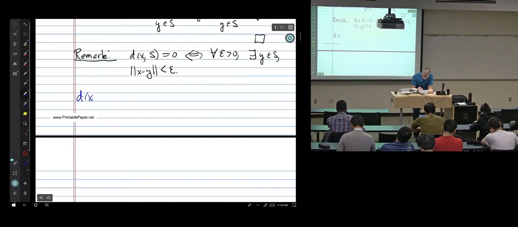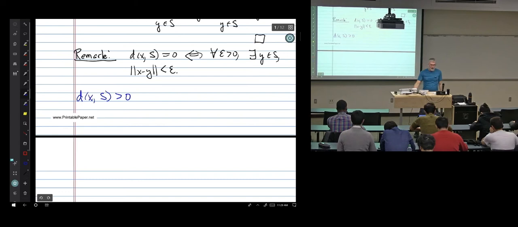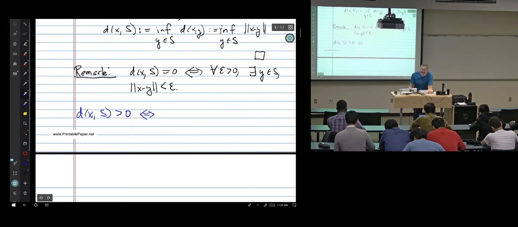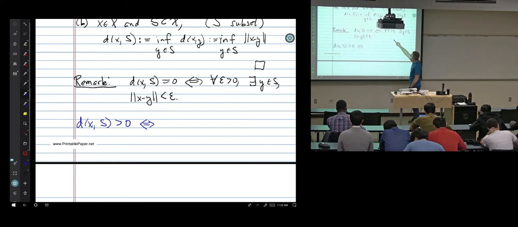What is the distance being not zero? What does that mean? See, I'm just getting you warmed up on your definitions of infimum, and now I want you to negate this statement. So if the distance from x to S is positive, what does that mean?